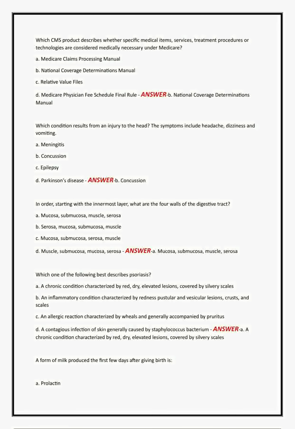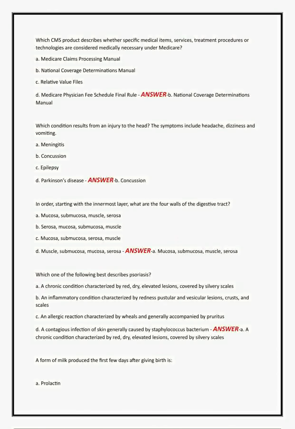Which one of the following best describes psoriasis? A. A chronic condition characterized by red, dry, elevated lesions covered by silvery scales. B. An inflammatory condition characterized by redness, pustular and vesicular lesions, crusts, and scales. C. An allergic reaction characterized by wheals and generally accompanied by pruritus. D. A contagious infection of skin generally caused by Staphylococcus bacterium. Answer A.